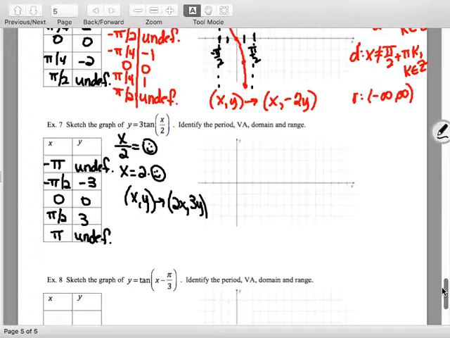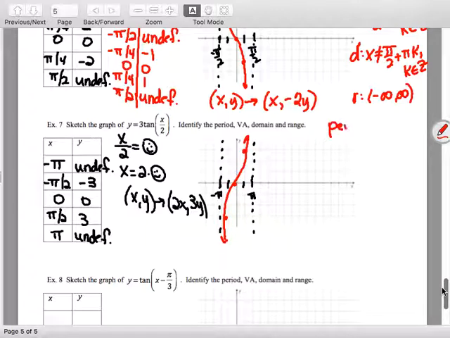When you're done with your table, check it with mine. My smallest division is pi over 2. So this time, I'm going to get vertical asymptotes at negative pi and pi. Ooh, this one's a nice vertical stretch of 3.